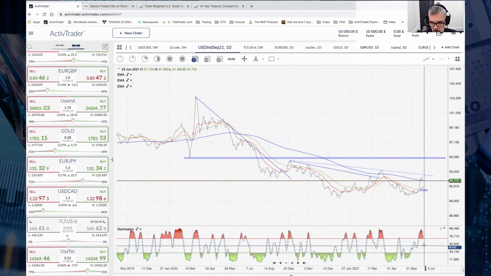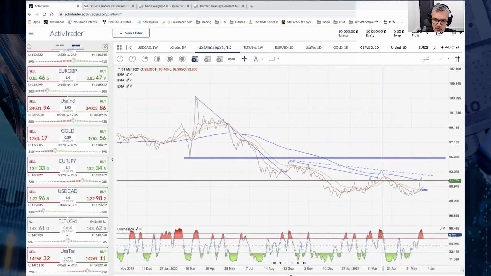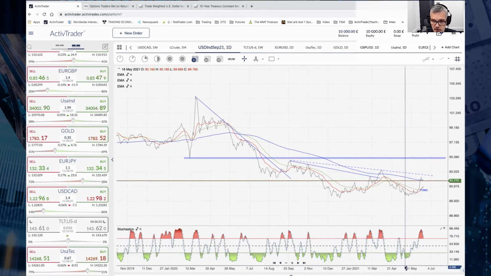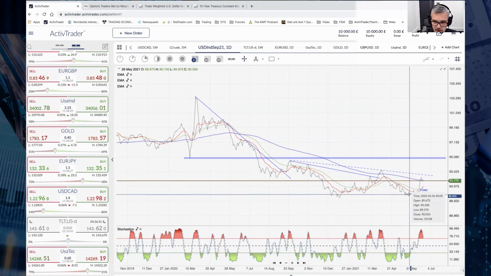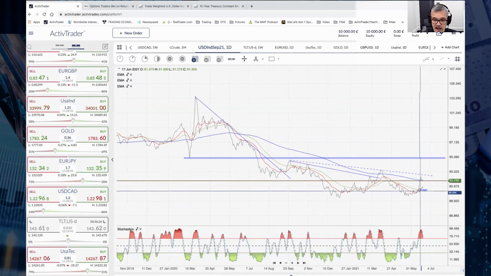The stochastic is overbought. In the past, when we've been around the 200 and overbought on the stochastic, it has rolled over and we have sort of seen a couple of dollars decline. So I'm expecting a pullback at least to the FOMC.